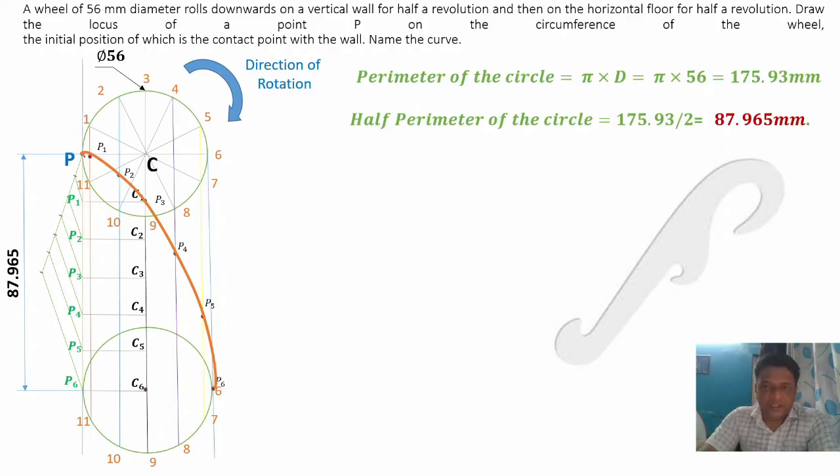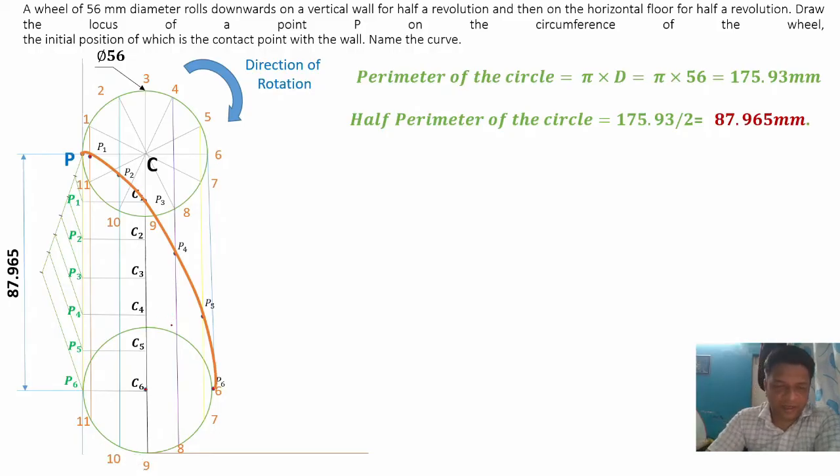So half part of this question is over. We have drawn the cycloid curve for the half rotation of the circle on the vertical wall. Now we'll continue for the horizontal floor. This circle will roll on this horizontal floor in this direction. So direction is again clockwise. Now we'll represent the remaining points on the circle: 7, 8, 9, 10, 11. You can also represent 1, 2, 3, 4, but that will make it complicated.